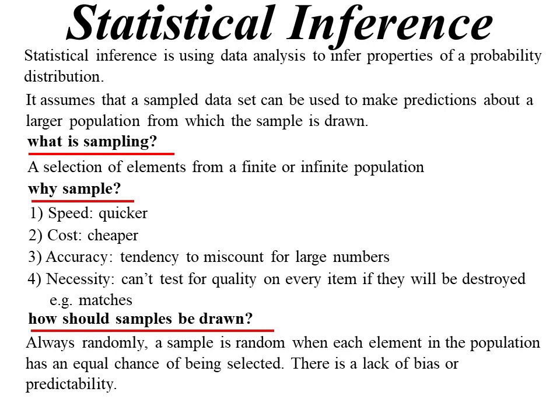So how should you go and get these samples? Always randomly. A sample is going to be random when, in that population, every element has an equal chance of being picked. If some have got more chance than another of being picked, then you don't really have a true random sample. You're more likely to grab that person than this person. There can't be any bias or predictability involved.